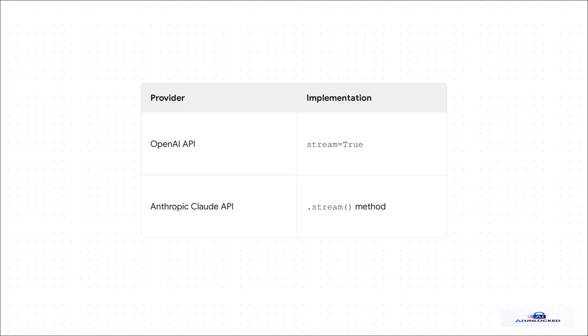Just look at this. For the big APIs, it's often literally just one parameter in your call. Instead of making the user wait for the whole thing, tokens are sent back as they're generated, just like you see in ChatGPT. The user sees something happening immediately, which makes the app feel incredibly fast and responsive.